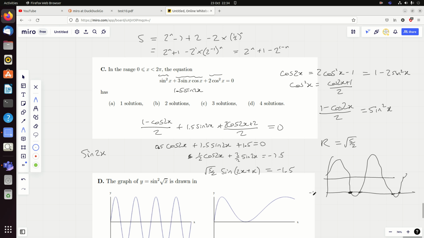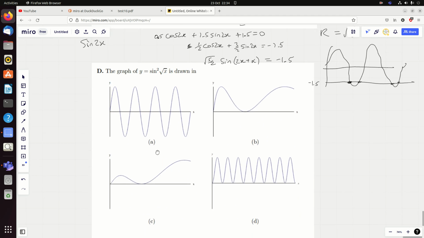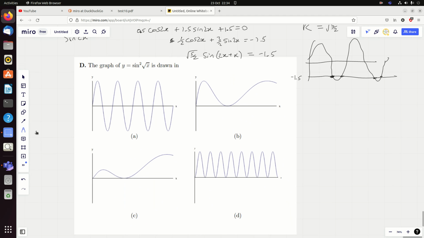And then you draw the line minus 1.5 there, and you see you've got 4 solutions. So that's why I went 4 solutions. Yes, there's easier ways, but there we go. Sometimes you just get distracted by a method, and you're like, oh, I think this one will work.